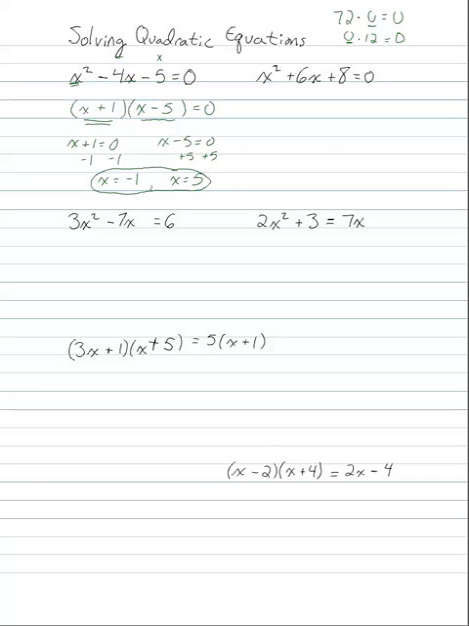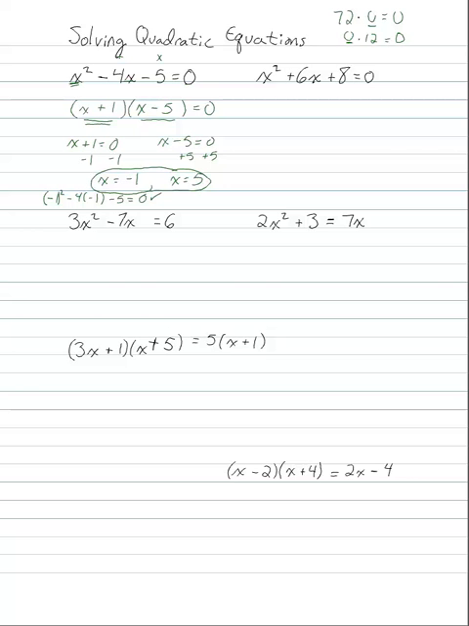To check this, I want to sub in both back into the original equation and make sure it works. So I'll check it with the negative 1. So I'll get negative 1 squared minus 4 times negative 1 minus 5. And I want to check and see, does that equal 0? Well, negative 1 squared is 1. Minus 4 times negative 1 is plus 4. So 1 plus 4 is 5. Minus 5 does equal 0. I'm going to do the same thing with the 5. I'll leave you to do that on your own.